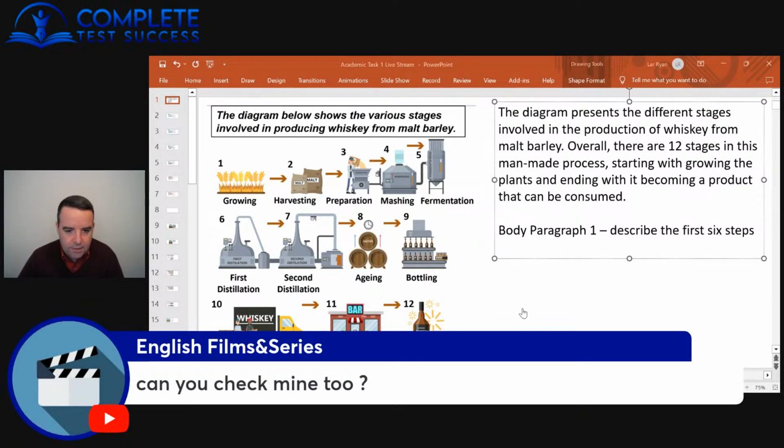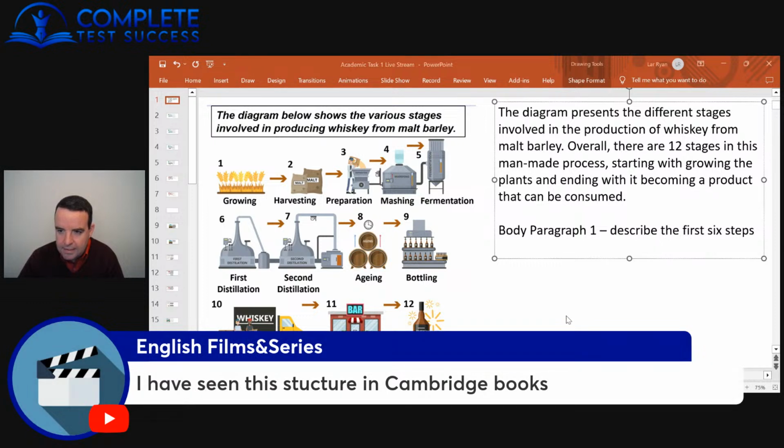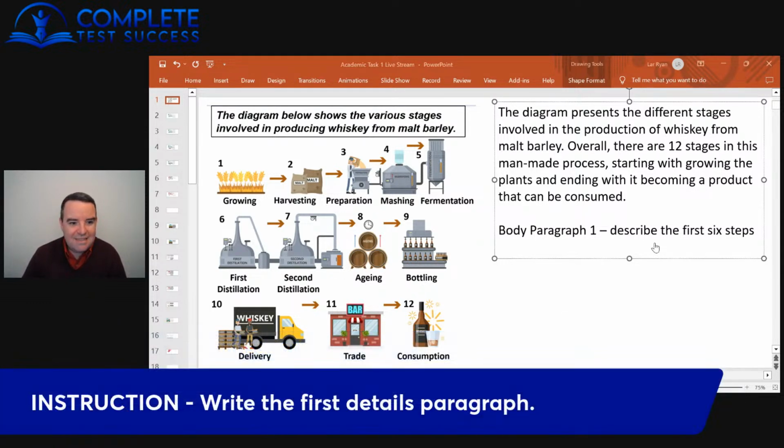English and films, can you check mine too? Yep, I looked at that already. I've seen this structure in the Cambridge books. Yeah, so the sample essays in the Cambridge books, generally speaking, they don't really make life easier for students, because they're not done in a very structured way.